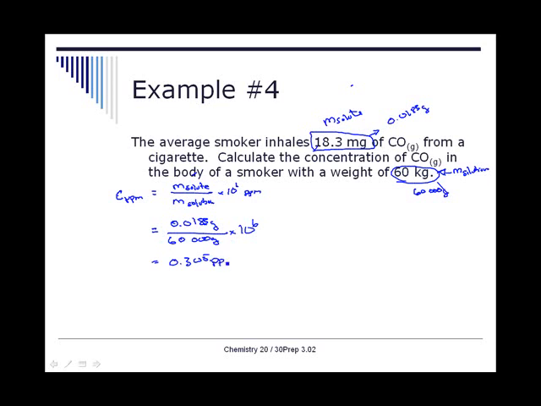Run it through and we end up with 0.305 parts per million. And I guess because we only have two sig digs for the weight of our person, it's going to be 0.31 parts per million.